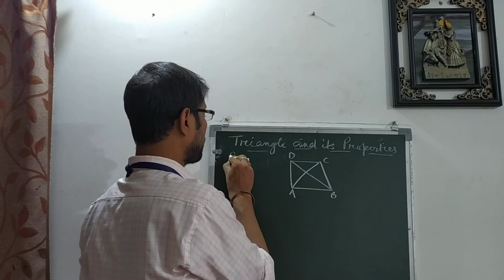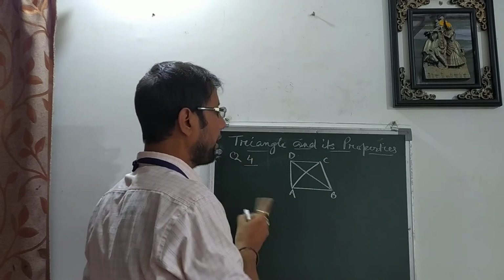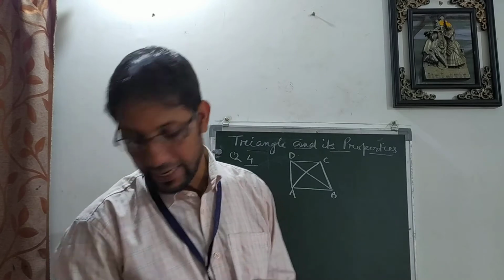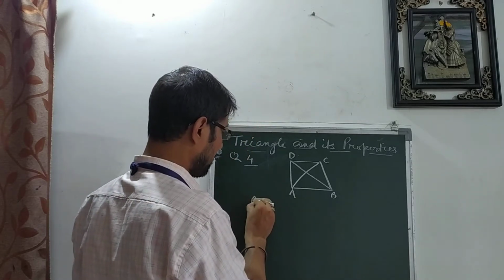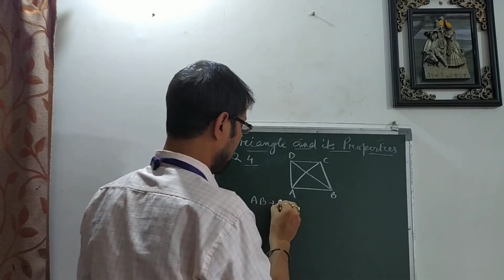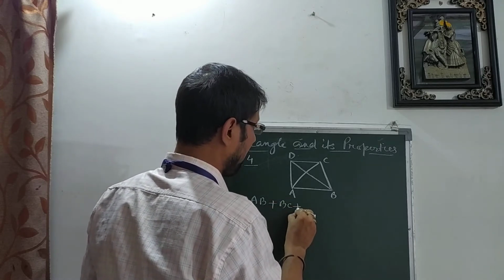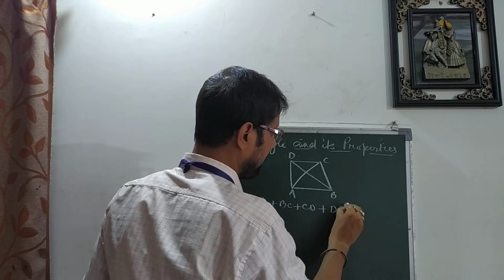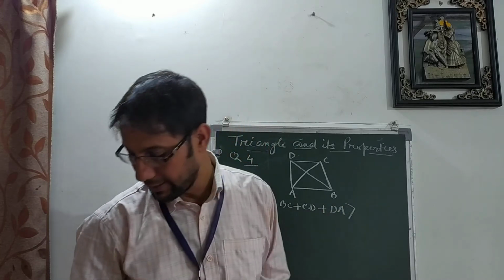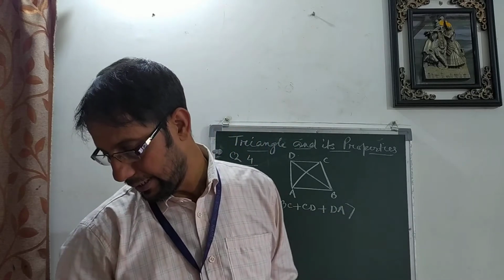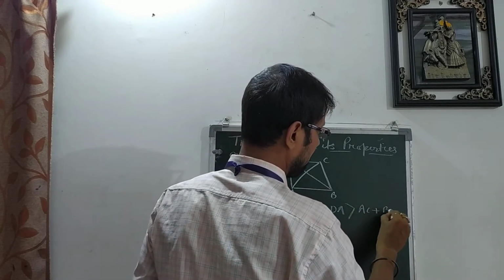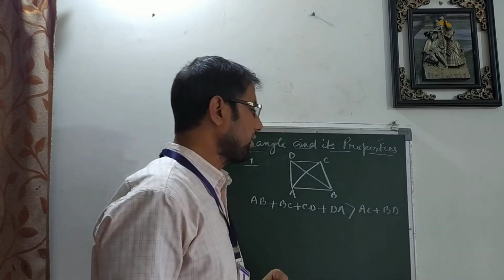Exercise 6.4, question number 4. Here we have to prove. What we have to prove? Here we have to prove that AB plus BC plus CD plus DA is greater than, it is given, AC plus BD.